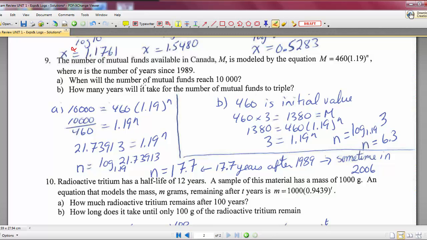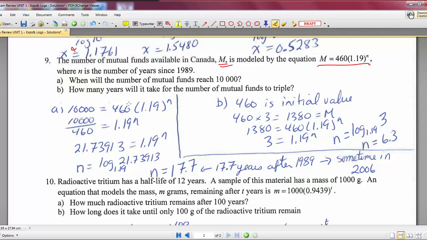Question 9 is asking us to find the number of mutual funds based on this equation. Okay, so the rest of the question doesn't matter too much. What we're finding is not too important. I have this equation and I'm asked to make use of it. When will the number of mutual funds reach 10,000? So when will M be 10,000? 10,000 gets substituted in for M, equals, and the rest of the question looks the same. And now, of course, we have an equation to solve just like any other we've ever done.